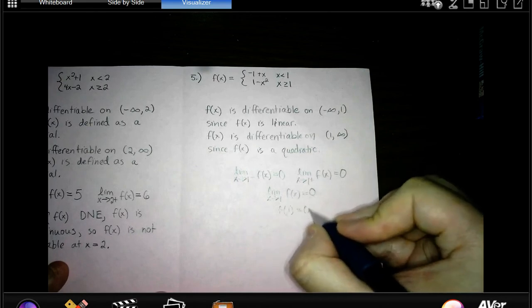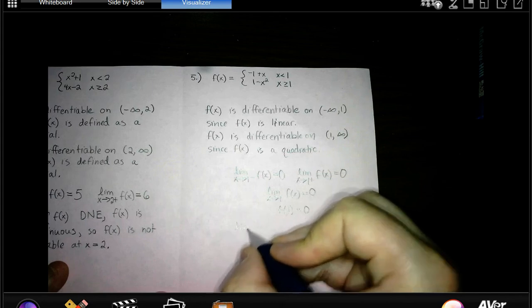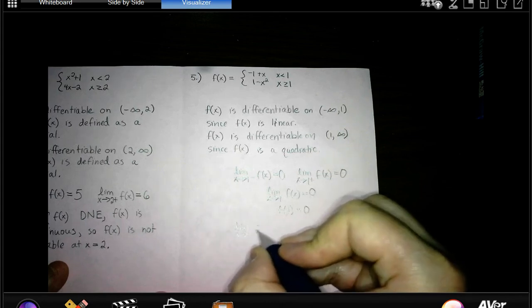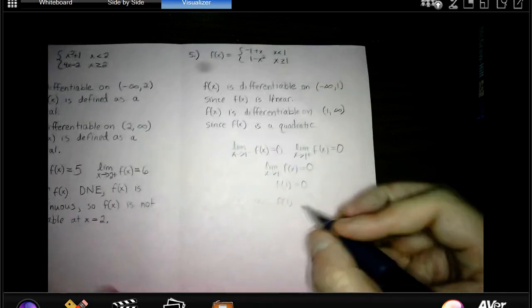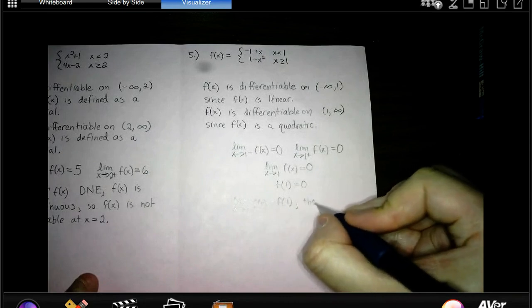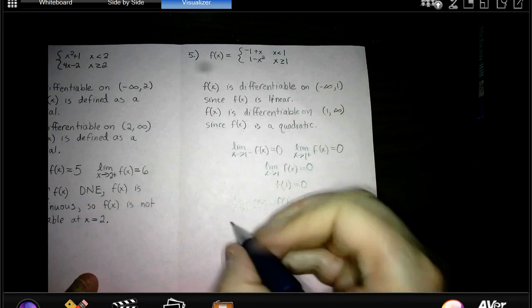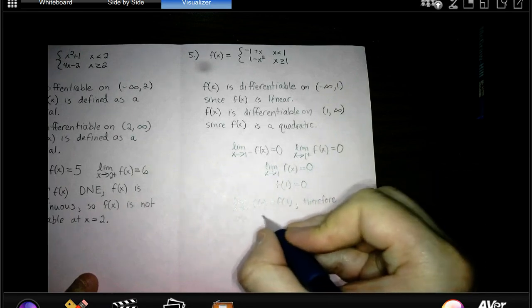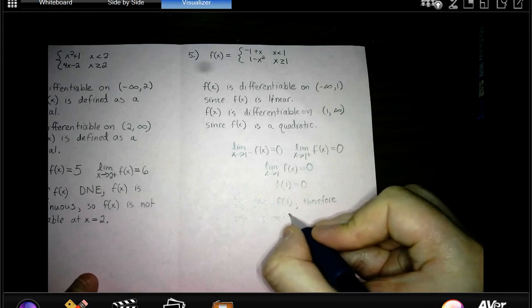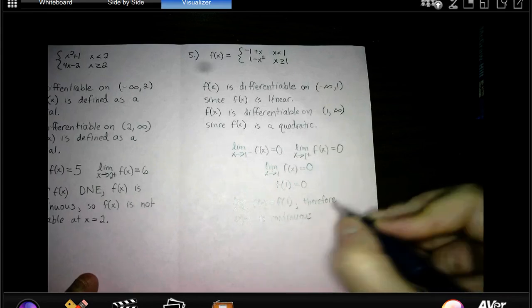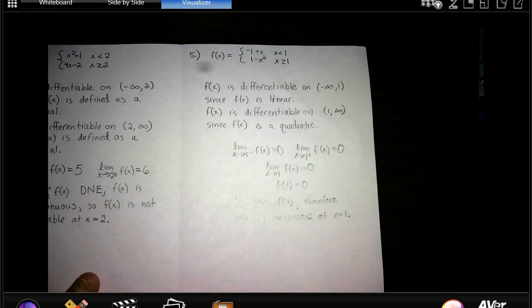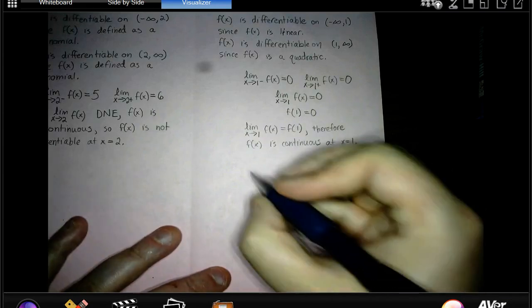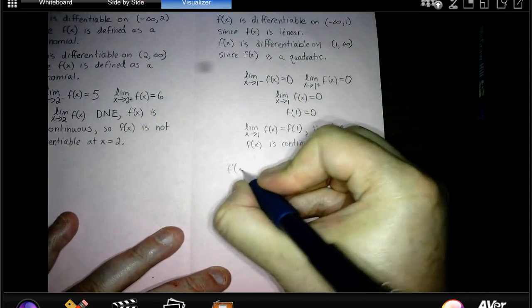And the second part, f of 1 is 0, which means the third part of continuity, the formal definition of continuity, is satisfied because the value of the function and the value of the limit are the same. So all of that work to do one part of the definition of differentiability. We've shown that the function f of x is differentiable everywhere except 1. We've shown that the function is continuous at x equals 1.